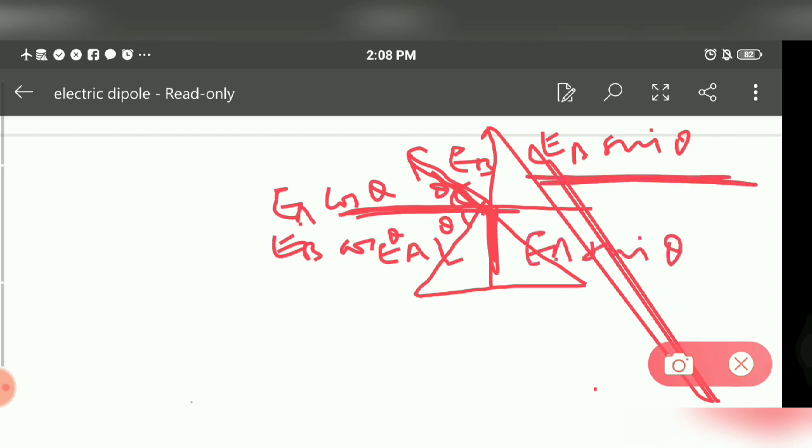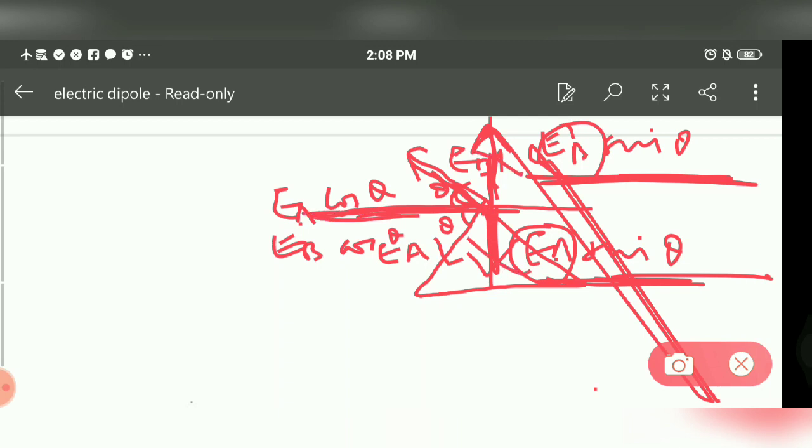Now EB sin theta, EA sin theta, as EA and EB are equal in magnitude, the sin theta value is also going to be the same, but they are in opposite directions. EB sin theta is in the upward direction, EA sin theta is in the downward direction. So they are going to cancel each other. So we are going to be left with only this component. This is in this direction. This is EA cos theta and EB cos theta.